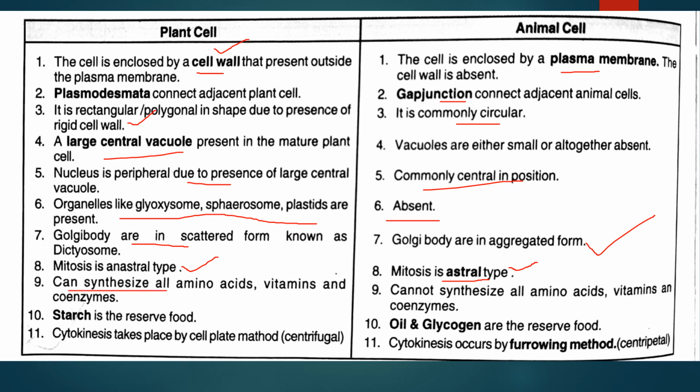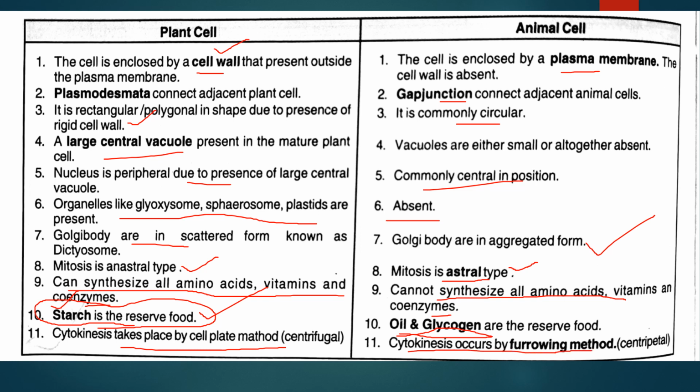Then plant cell can synthesize all amino acids, vitamins and coenzymes by their cells. But animal cell cannot synthesize all the amino acids, vitamins and coenzymes. Then starch is the reserve food material. All the food or the glucose produced during the process of photosynthesis is stored in the form of starch in plant cell, but in animal cell they are stored in the form of oil and glycogen. Then cytokinesis takes place by cell plate method in plant cell and cytokinesis in animal cell by furrowing method.